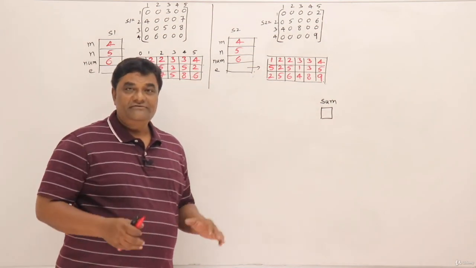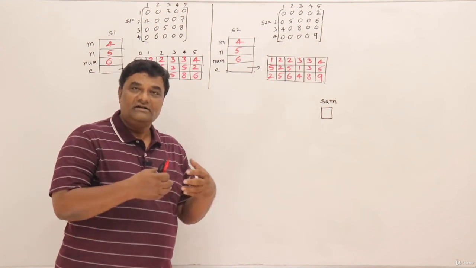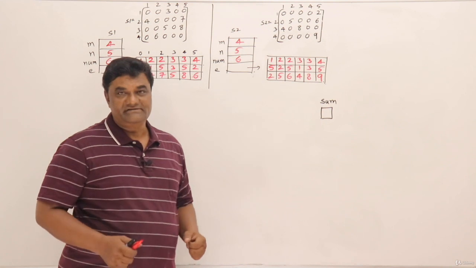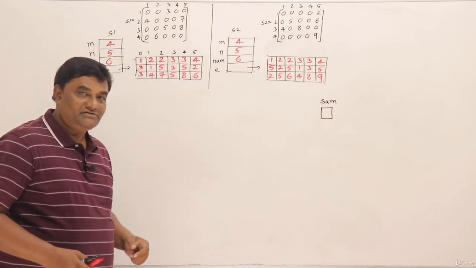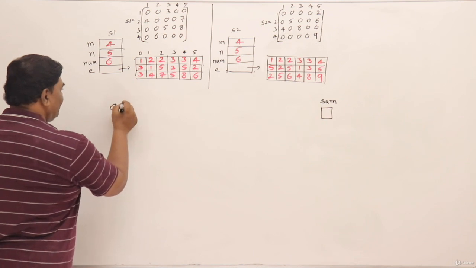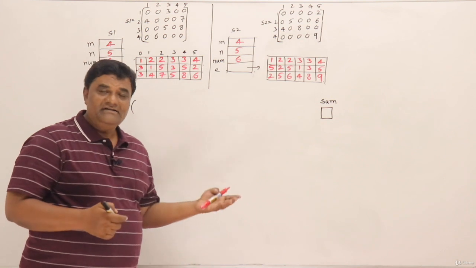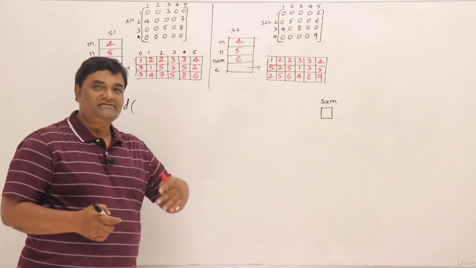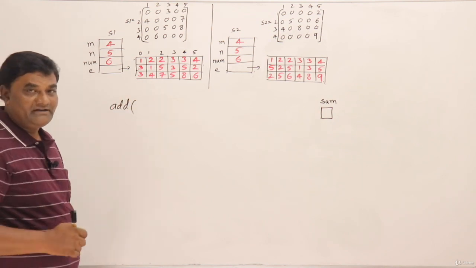Now let us write a function for adding these two sparse matrices and generating a third matrix, that is sum of two matrices. So already I have kept one pointer here. Now let us look at a function. Function name is add. It needs these two matrices. Now where these matrices are available, they may be present in some other function. So this function needs pointers to those two matrices.